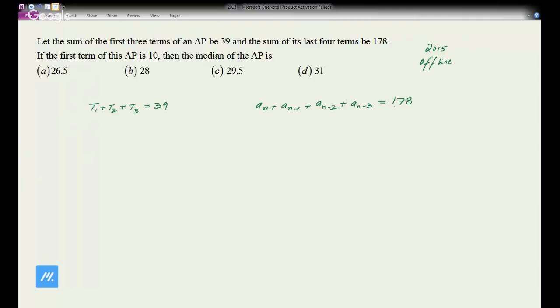Got it? So if the first term of the AP is given to be 10, then the median of the AP is, so what is the median? Let's talk about the middle value. Median is basically, if there is an odd number of terms, for example if there are 7 terms, what will be the middle value? The fourth term, right? Okay, so let's see how you are going to do this.